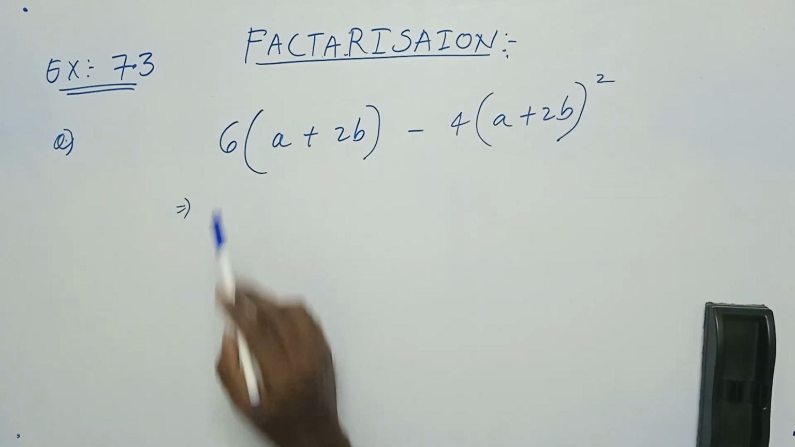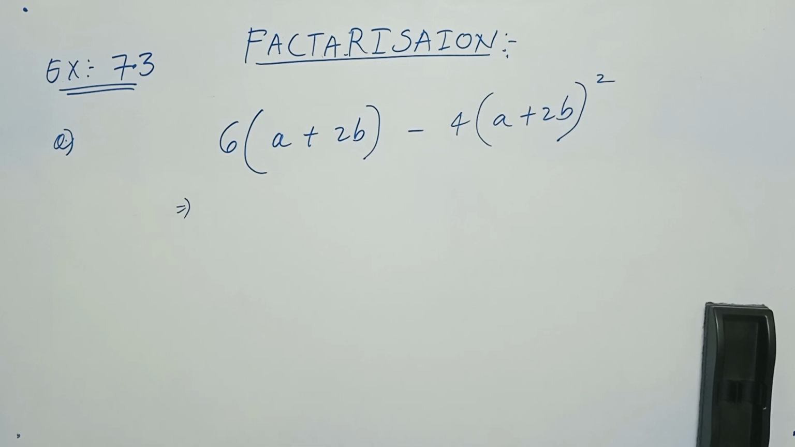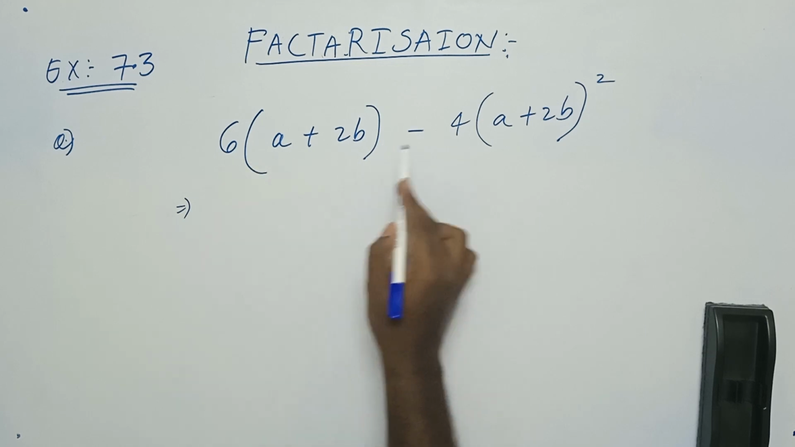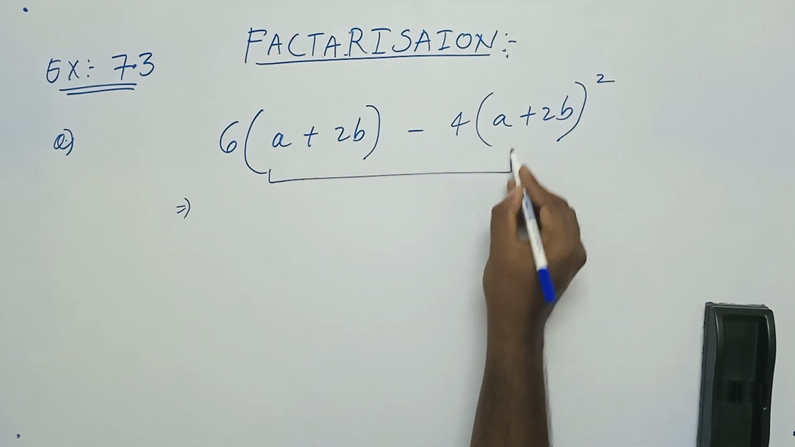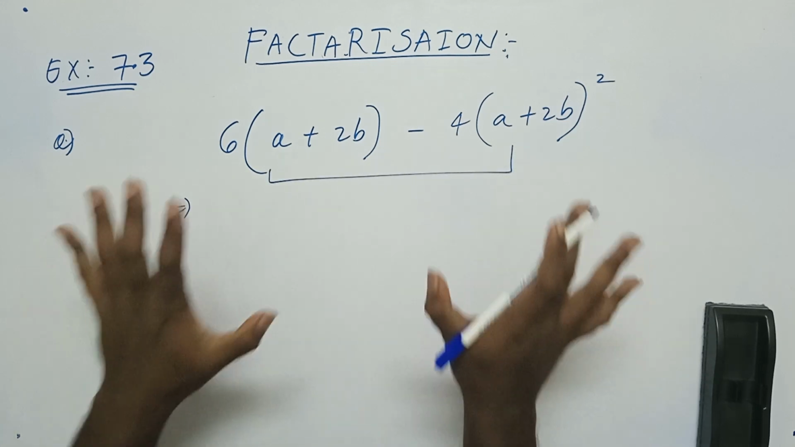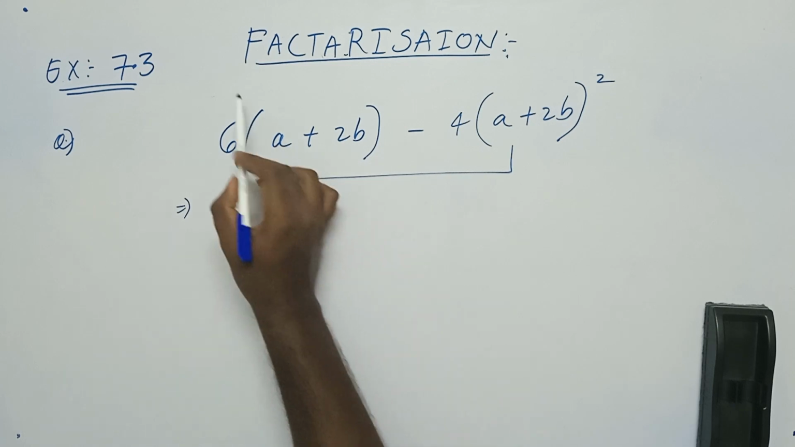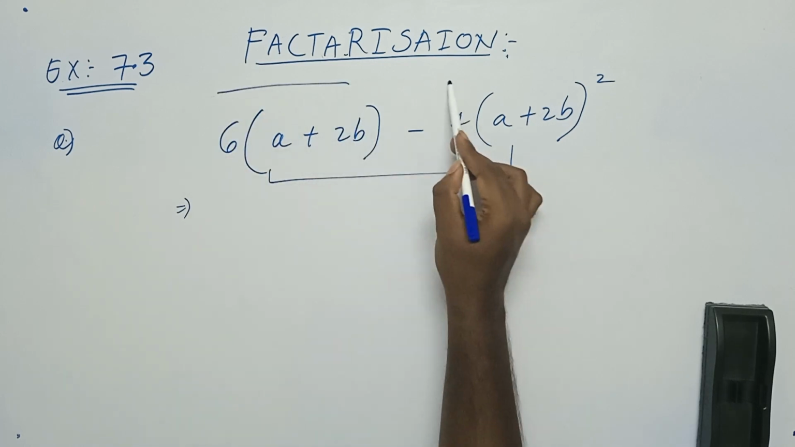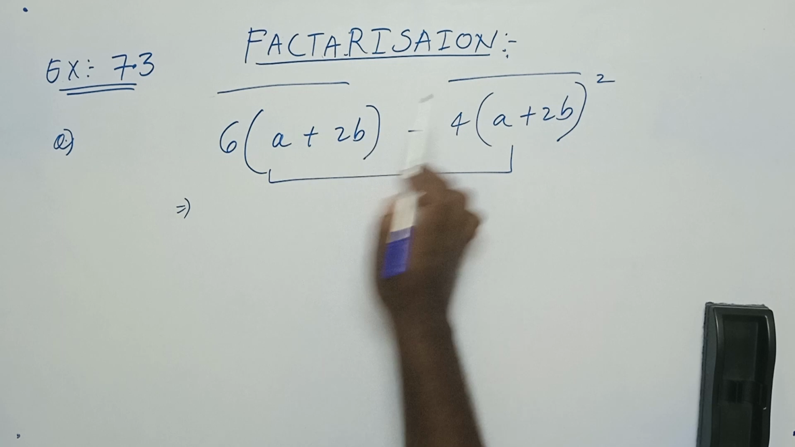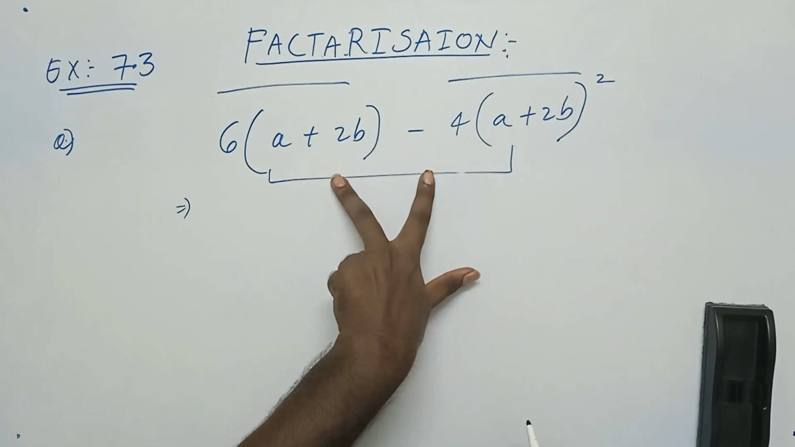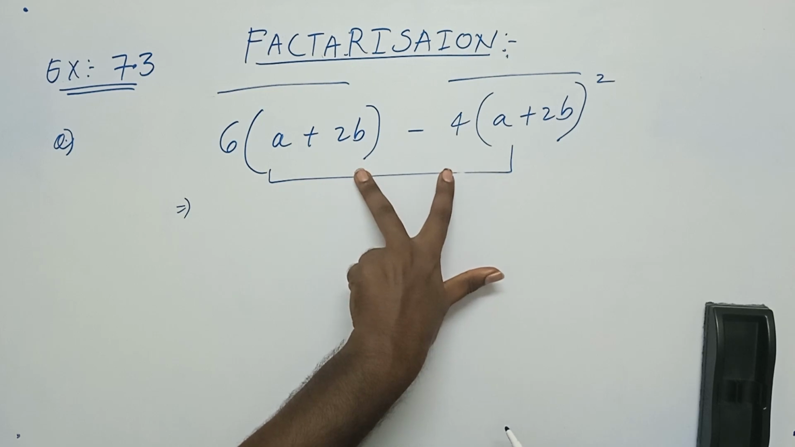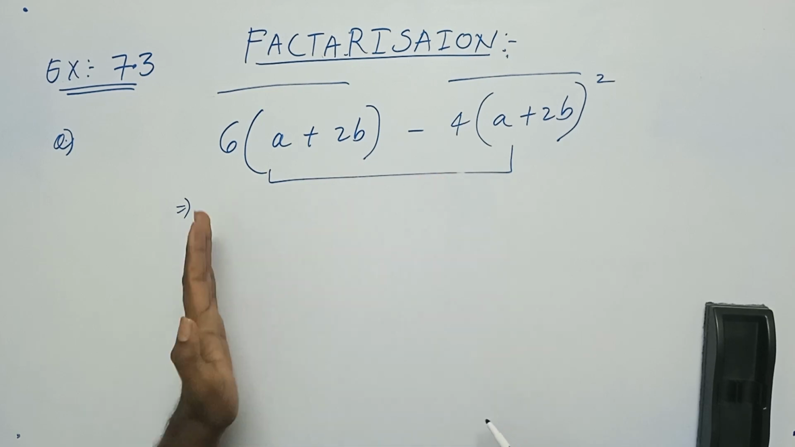So our next problem is 6(a plus 2b) minus 4(a plus 2b) whole square. Now we are going to find the factors of this expression. So how can we find the factors of this expression? First of all, we have to determine terms. So this is one term, this is another term. Now we are going to compare these two terms by their HCF. That means we are taking common.